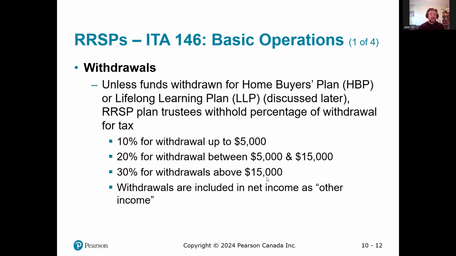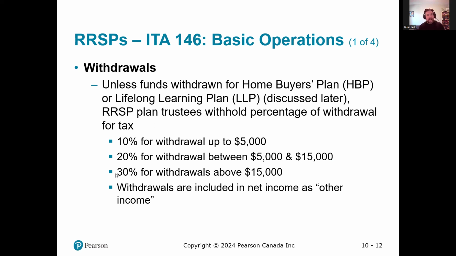So if I withdraw $30,000, 30% of that is $9,000. The percentage increases the higher your withdrawal, for the same reason that your tax rate increases on your paycheck: it's assumed income over time. But yeah, just note these thresholds. Under 5 is 10, between 5 and 15 is 20, over 15 is 30%. So if you're thinking about withdrawals from RSPs, just keep in mind the total amount withdrawn, and that'll tell you how much needs to be deducted.